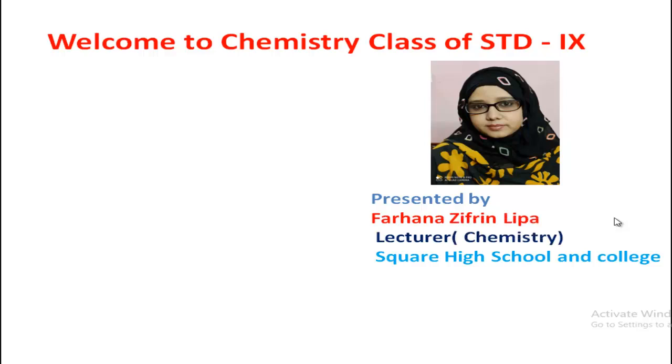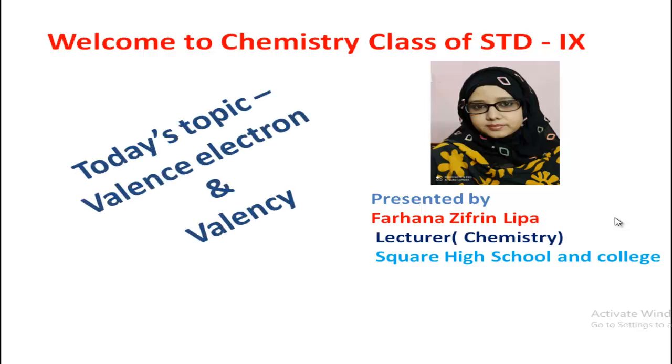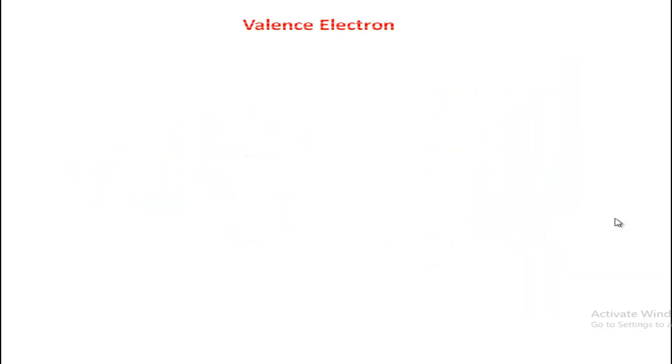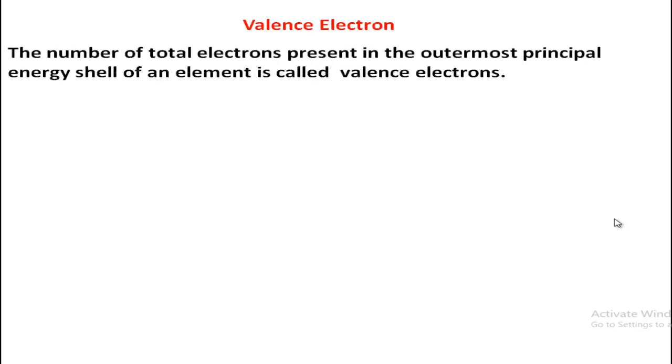I will start chapter 5 today, that is chemical bond. And from chapter 5, today I will discuss valence electron and valency. At first, valence electron. What is valence electron? The number of total electrons present in the outermost principal energy shell of an element is called valence electron.